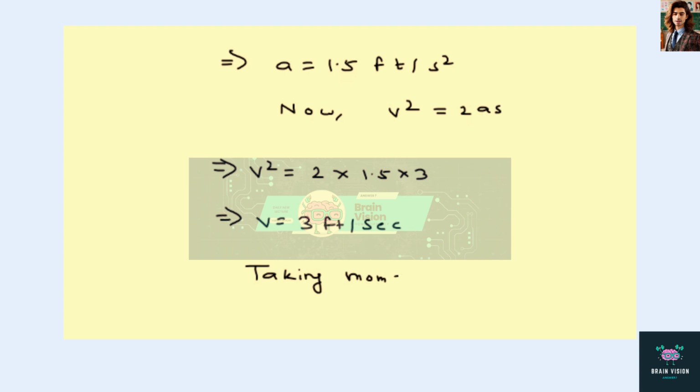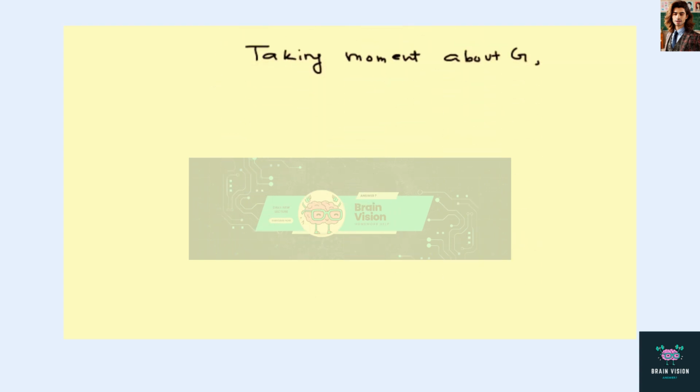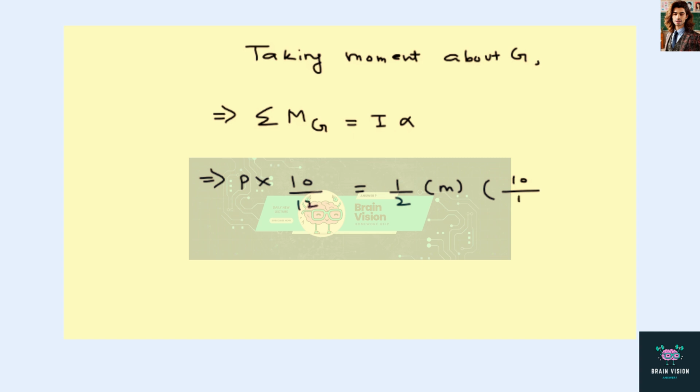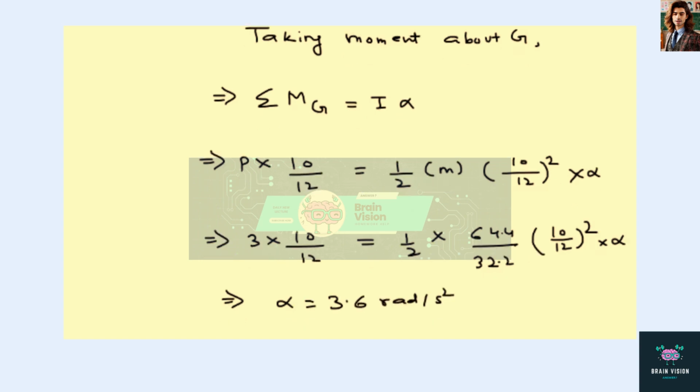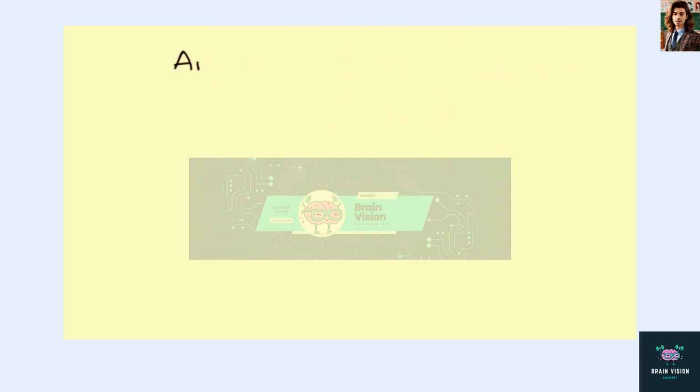Now taking moment about point Z. So just look at it carefully. I can write the equation like this, and on further going it can be written like this. So I will just put all the data here, and on solving this we get this equation, and this is our final equation. On solving this equation we will get the value of alpha. So alpha is coming as 3.6 radian per second squared.